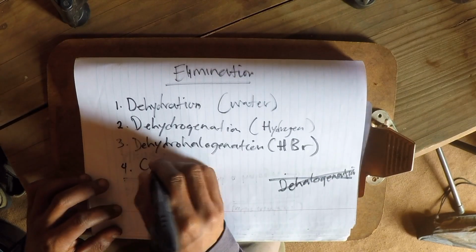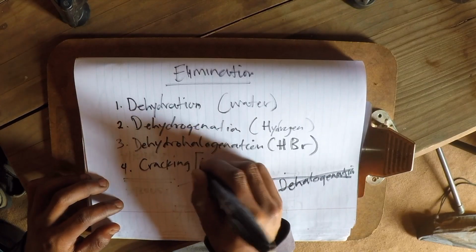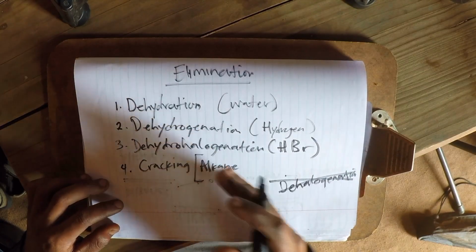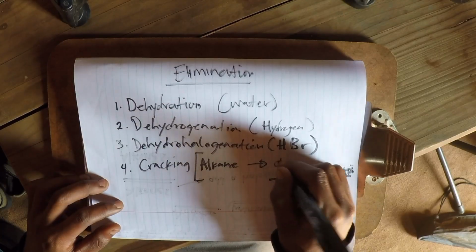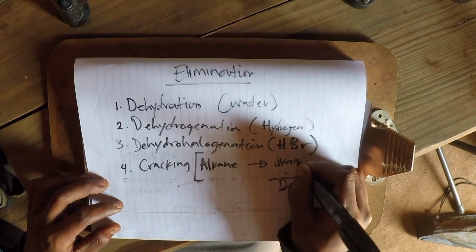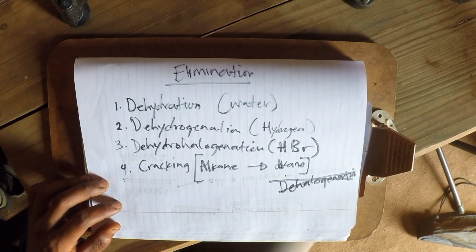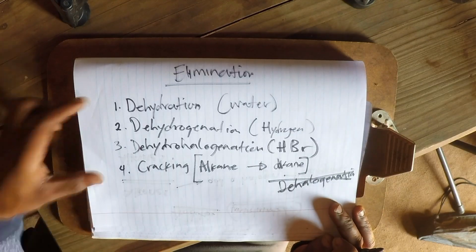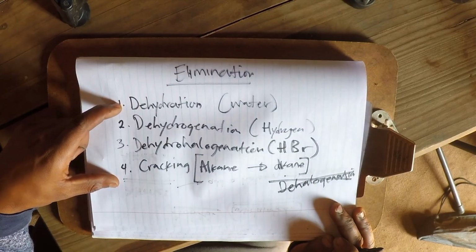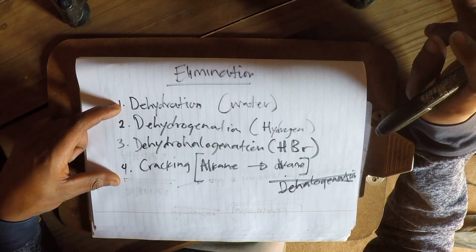What we have is cracking. Cracking is when we have an alkane of a big chain and you break it down into other alkanes of smaller chains. This will be seen at the end of organic chemistry. We'll be talking about plastics and all of that. But yeah, these are the elimination reactions that you can expect, and I hope they make a lot of sense.